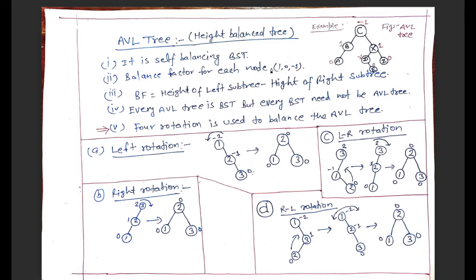If the balance factor is outside these values, right, then you have to balance. How do you balance? By applying these 4 rotations. Okay, left rotation, right rotation, left-right rotation, and right-left rotation. Okay, so by using these you can construct the AVL tree.